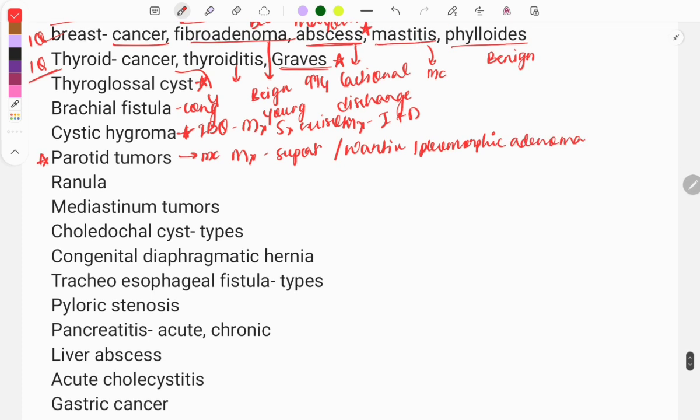Then moving on to the ranula. An image-based question is asked, and it is also a very popular question, the ranula. It is a swelling present in the inferior floor of the tongue, and the questions are asked on its management, which is incision and drainage. And if it is recurrent, then we will be doing excision of the ranula.